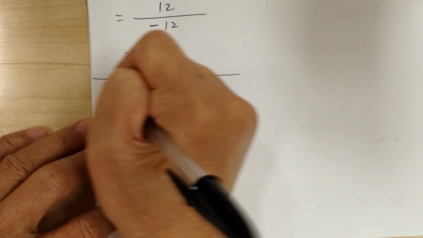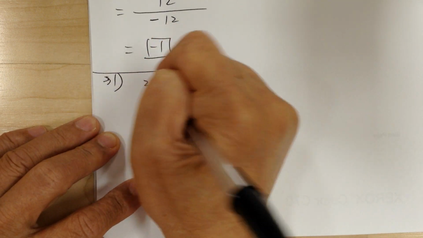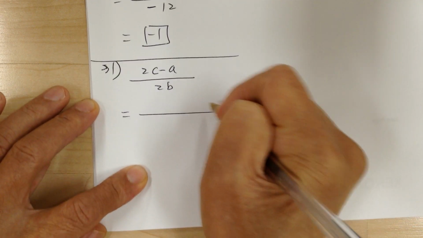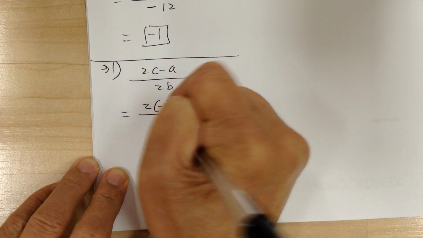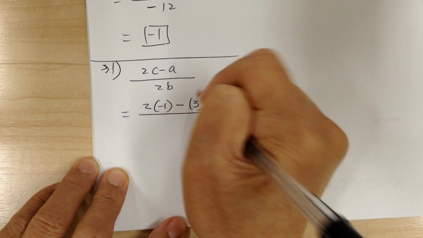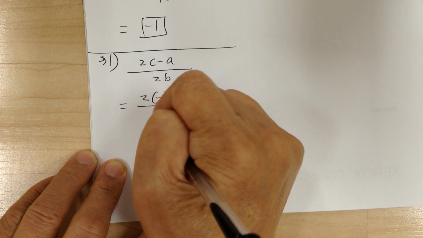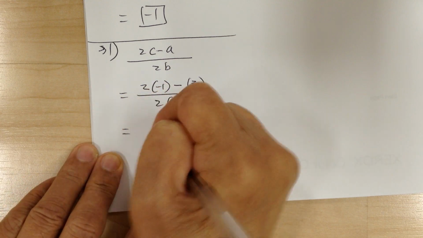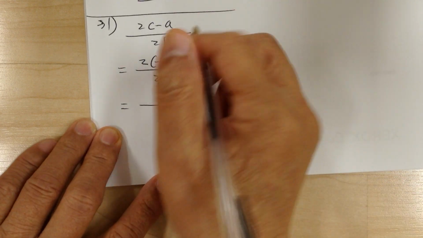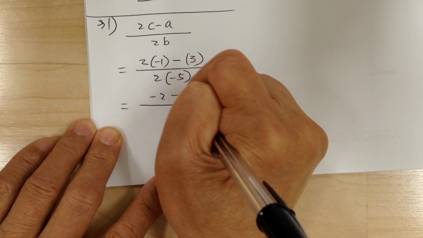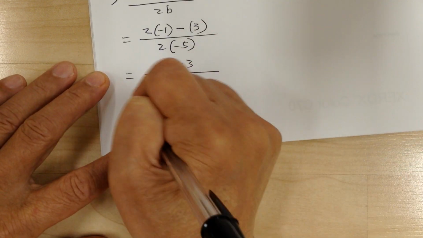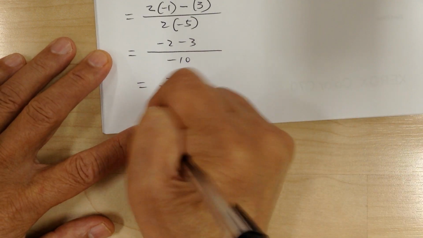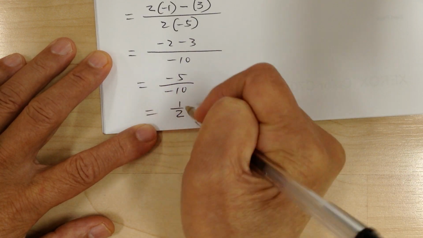Okay, 31. Here, 2c minus a over 2b. So c equal to -1, a equal to 3. Again, only do one step at a time. So you only do substitution first, before you do anything else. Now you can work out the parentheses to be -2 minus 3 over -10. And this will give you -5 over -10, which equals 1/2.